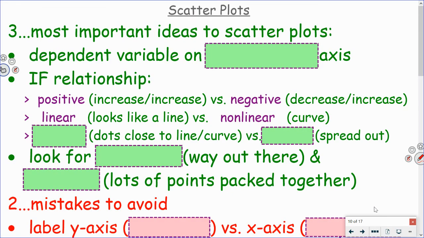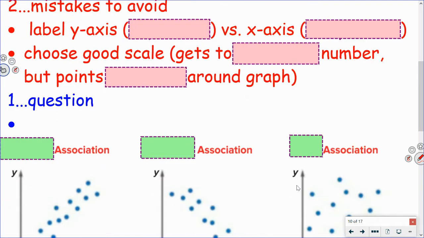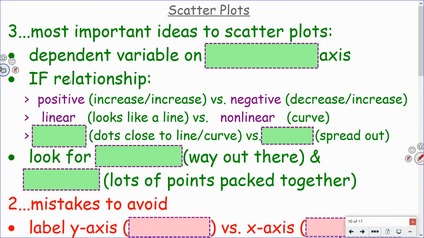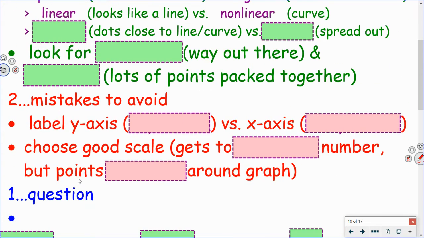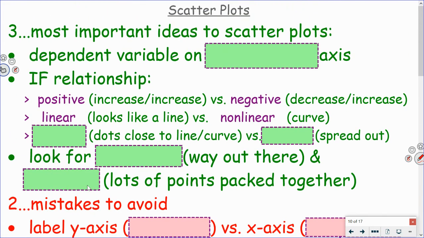So let's begin with a 3-2-1 format for notes. 3 most important ideas, 2 mistakes to avoid, and 1 question that you might still have. Now we're going to talk first about some things that we've discussed before. One of the most important ideas of scatter plots, understand what is the dependent variable, what is the independent variable.